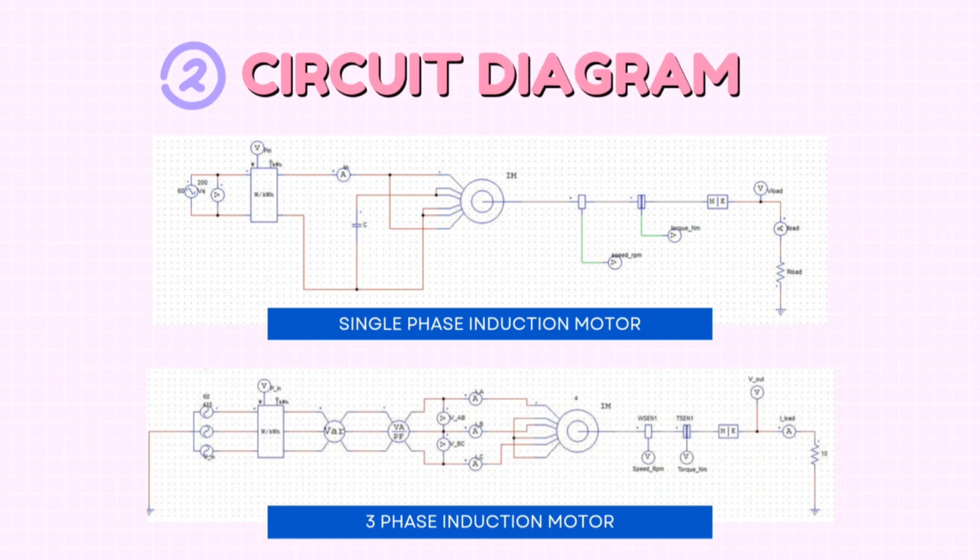By using PSIM, we will construct the circuit. Both circuits contain sinusoidal voltage source, wattmeter or kilowatt-hour meter, squirrel cage induction machine, speed sensor, torque sensor, mechanical electrical interface block, and load resistor. For single phase, the power source is single phase supply, while for three phase induction motor, it requires three phase supply which is 415 volt.